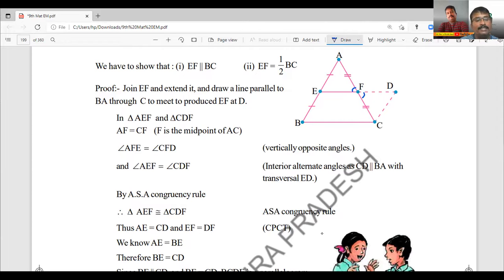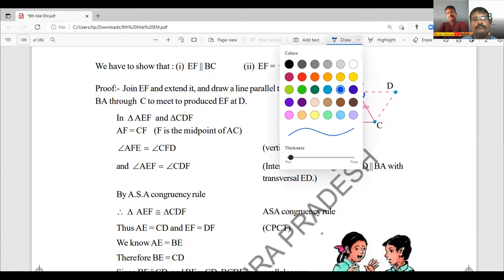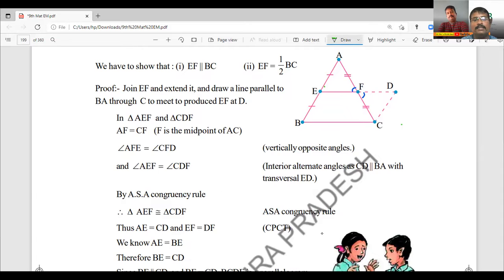Next, angle AEF is equal to angle CDF. Why? Because they are alternate interior angles. From C we drew a line CD parallel to AB, so these are parallel lines, and ED is the transversal. So these are alternate interior angles.